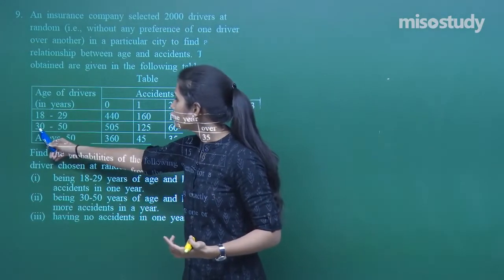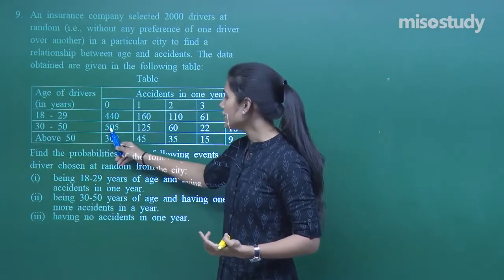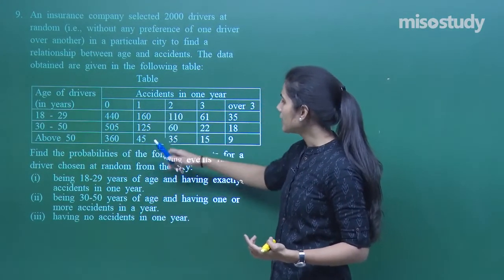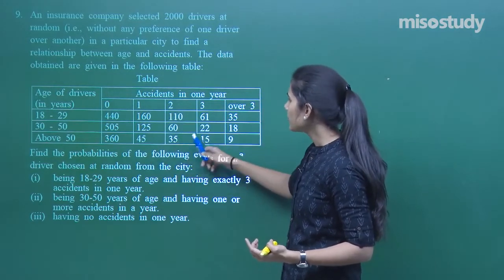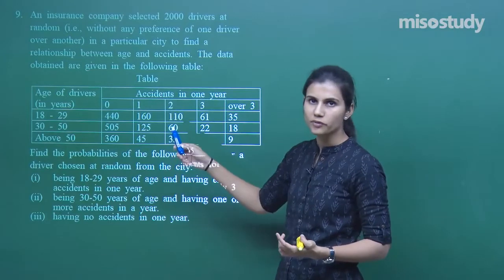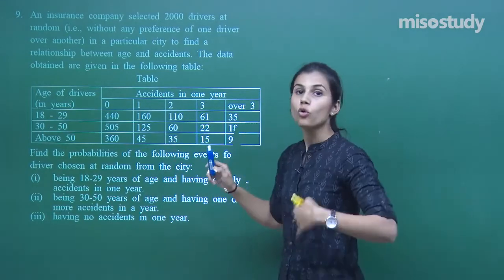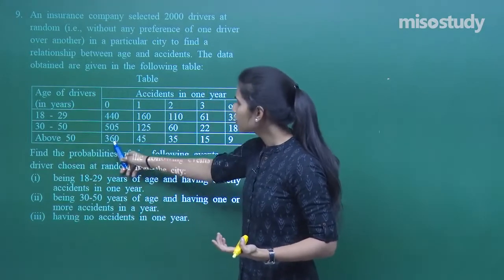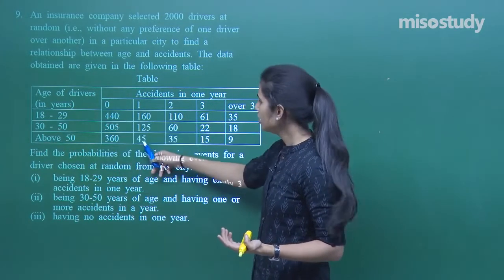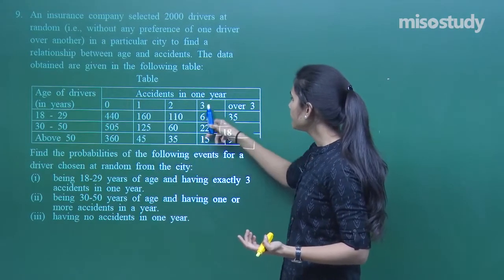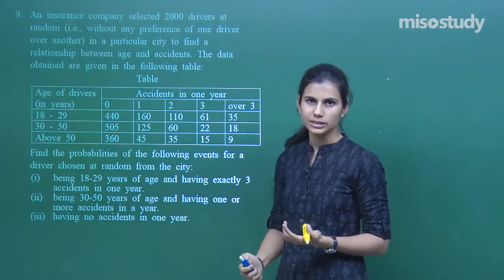In the age group of 30 to 50, 505 drivers have witnessed no accident, 125 drivers have witnessed 1 accident, 60 drivers have witnessed 2 accidents, 22 drivers have witnessed 3 accidents, and 18 drivers in this age group of 30 to 50 have witnessed over 3 accidents. Above 50 are 360 drivers who have witnessed no accidents, 45 drivers have witnessed 1 accident, 35 have witnessed 2, 15 have witnessed 3, and 9 have witnessed over 3.